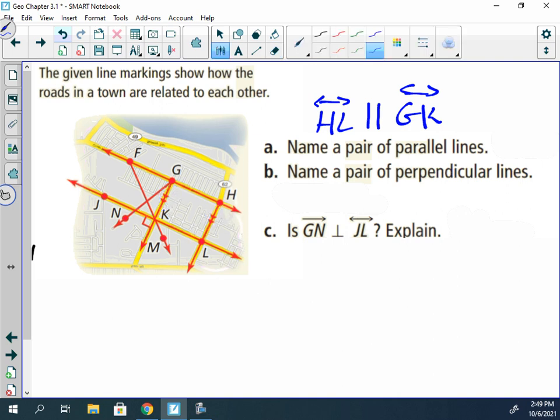Name a pair of perpendicular lines. So perpendicular lines intersect at a right angle. Okay. So there's a right angle here. So we could use GK, and it's going to be perpendicular to? Yes. Because we could say LJ, LK, KJ, or KL, because any of those 3 points are contained on the line, as long as we describe this line here.